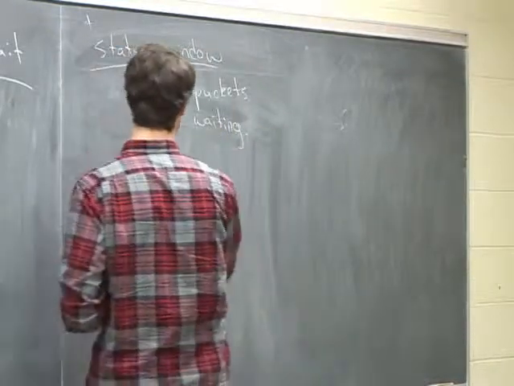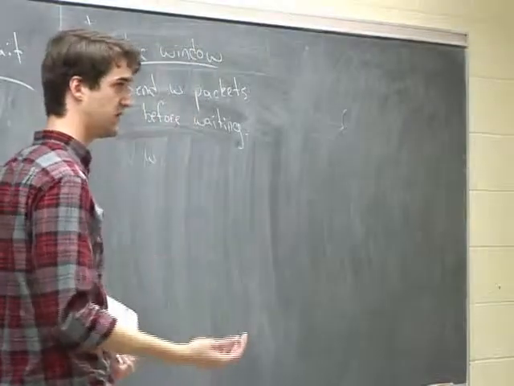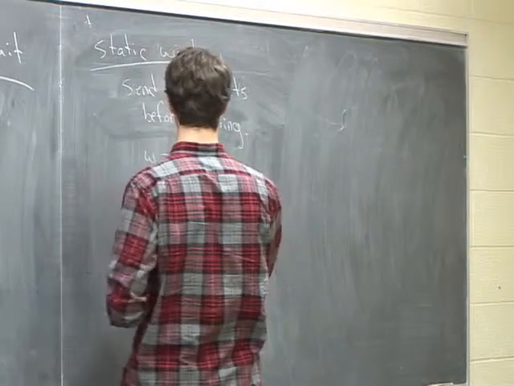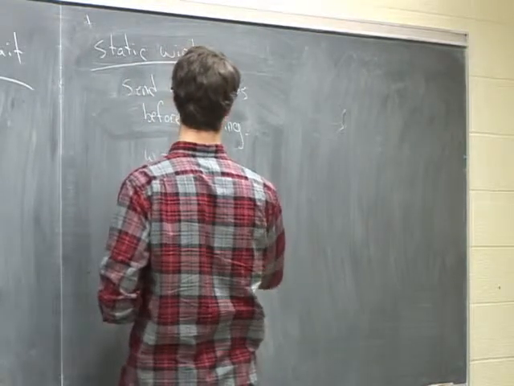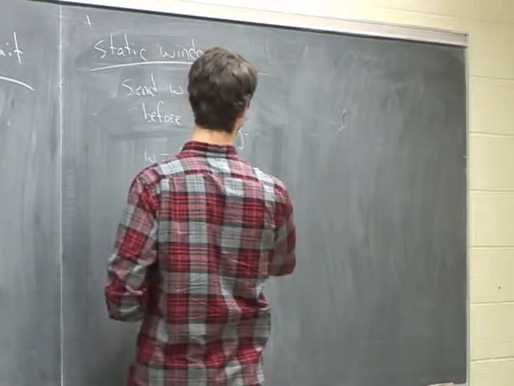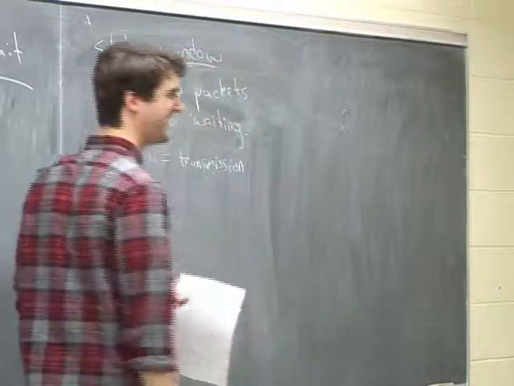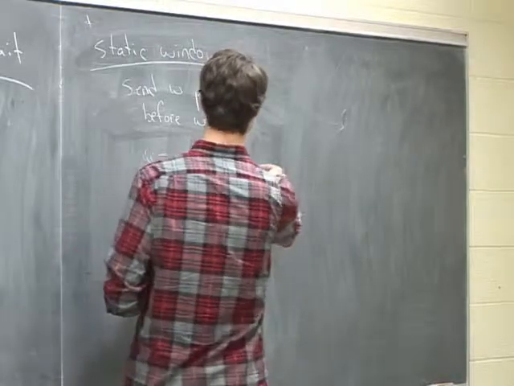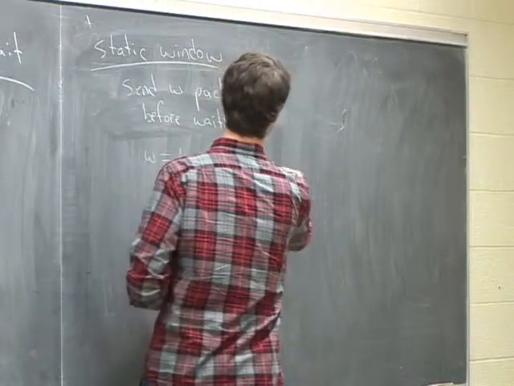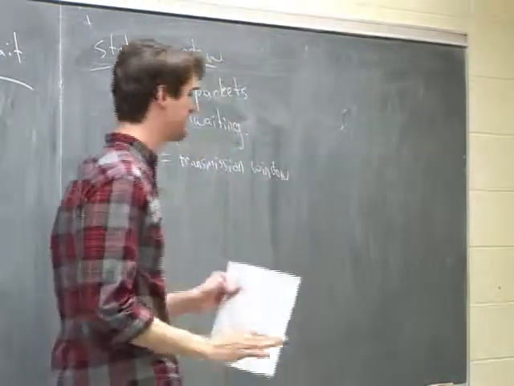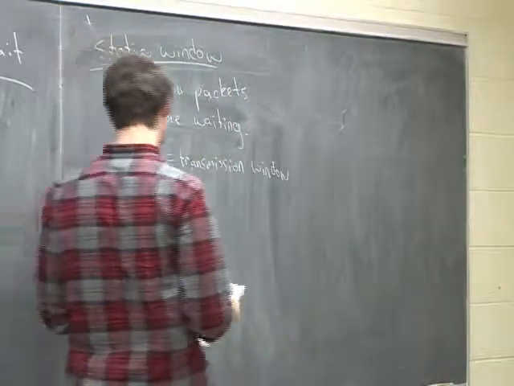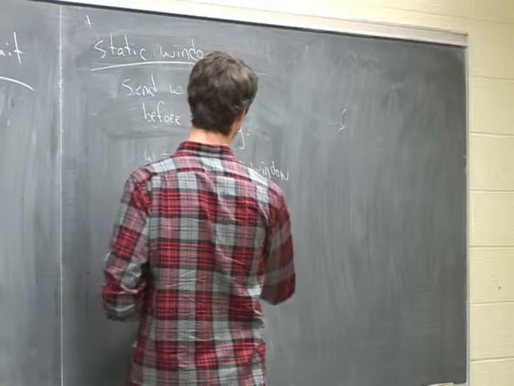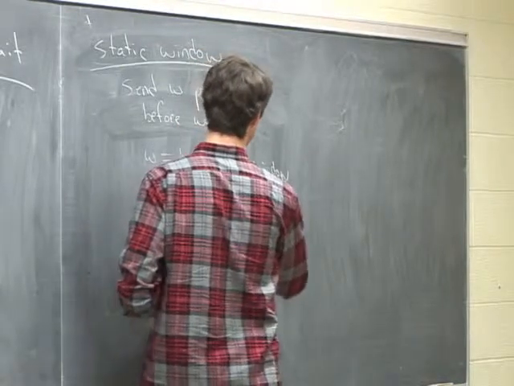Now this W here, this is what's called a window. So we'll call it the transmission window. And the transmission window is equal to the number of unacked packets you can have.